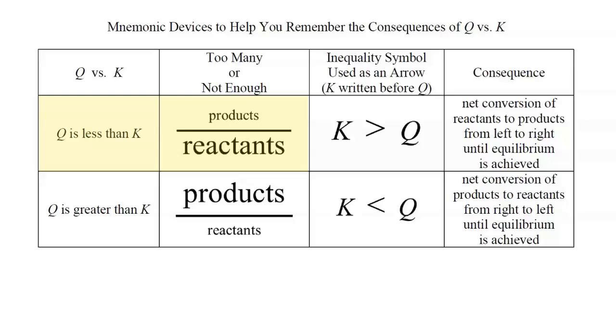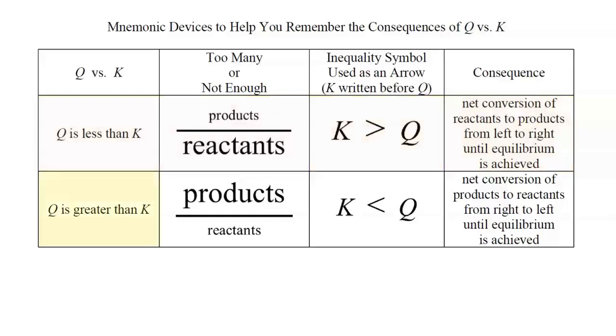In this next mnemonic device, the inequality symbol, the greater than or the less than symbol, is used as an arrow, but you have to set it up in such a way that K is written before Q. So you can think of it in alphabetical order. Put K before Q. Now watch what happens. If Q is less than K, the inequality symbol points you in the direction in which there has to be a net conversion from reactants to products, or from left to right, until eventually equilibrium is achieved and Q equals K.